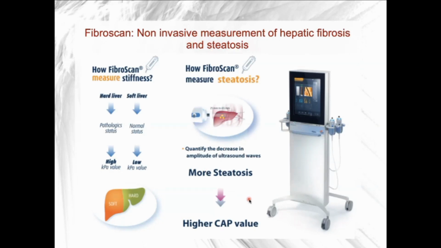Now, a CAP score is what measures directly liver fat content, and it's categorized as mild, moderate, or severe. And it's a very useful tool because it's non-invasive. You can do this repeatedly over someone's treatment course to see for progression or even regression.